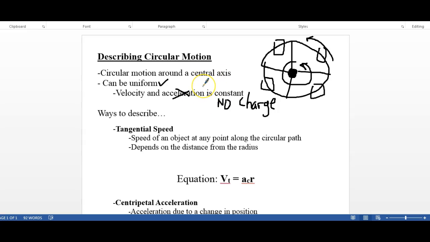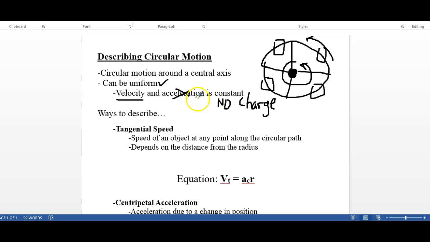Constant acceleration would be constantly getting faster and faster. It's not a good way to look at it, but constant velocity is what you should make sure you remember. So when we look at the acceleration part, the velocity is constant, which means it's not speeding up.